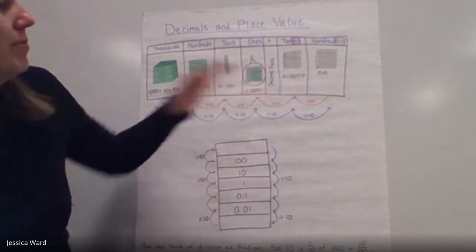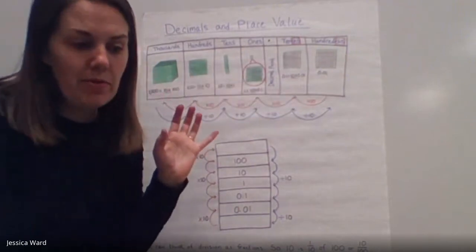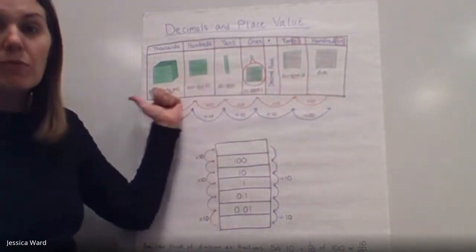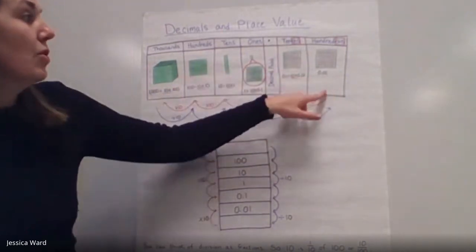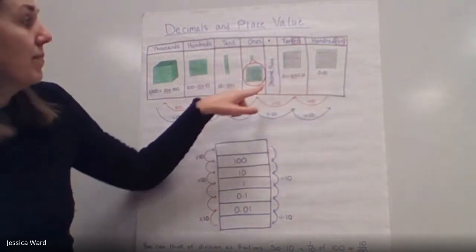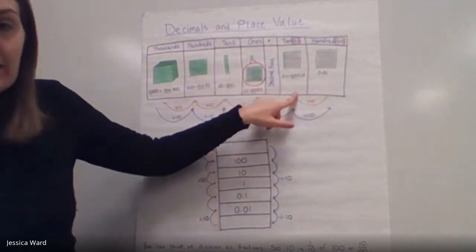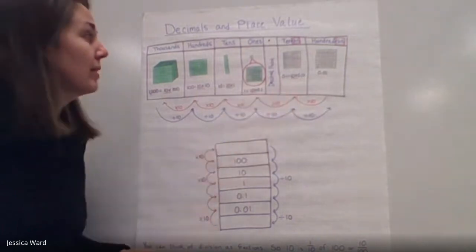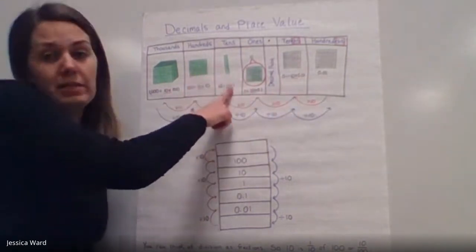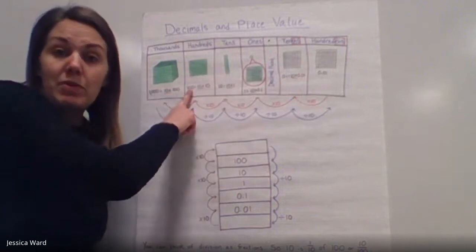So what's important to remember with this is that each time we move one place value to the left, we're multiplying by 10. So tenths are 10 times hundredths. Ones are 10 times tenths. Tens are 10 times ones. Hundreds are 10 times tens, and thousands are 10 times hundreds.